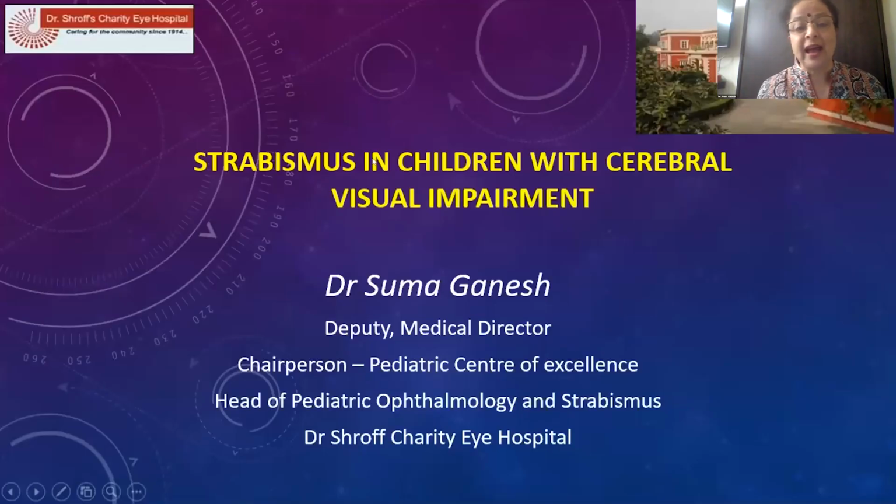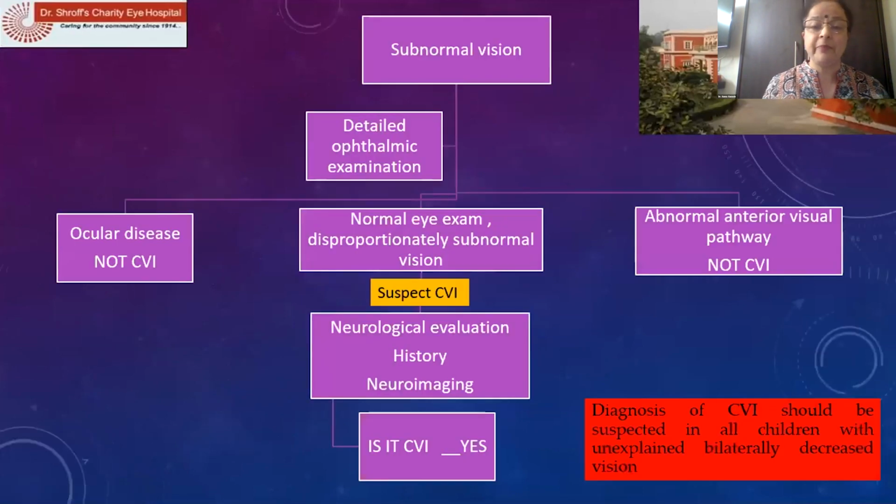I will be talking on another topic, which is actually very dear to me also, which is cerebral visual impairment and strabismus in children with cerebral visual impairment. So any child with subnormal vision, you need to do a detailed ophthalmic examination. You need to check whether it is ocular disease or an abnormal anterior visual pathway. Then it is not CVI.